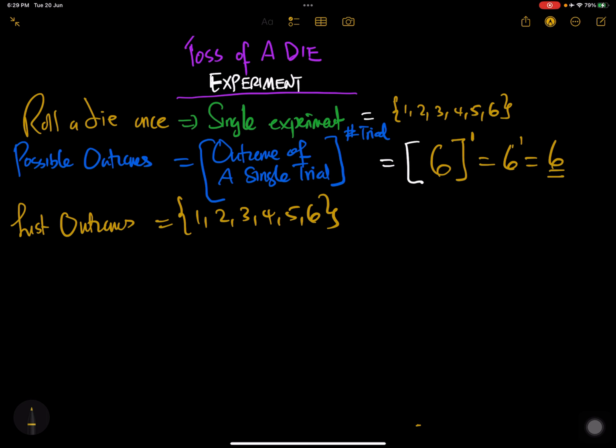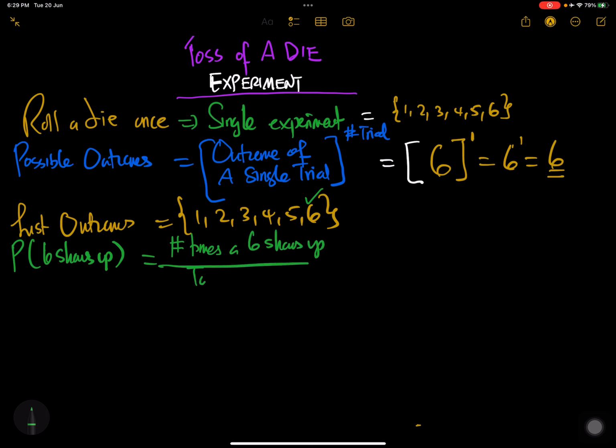Now let's look at a question. What's the probability that a 6 shows up when you roll the die? When we look at the possible outcomes, there is only one 6 in there. So it is the number of times a 6 shows up divided by the total outcomes. The number of times a 6 shows up is only 1, divided by the total outcomes, which is 6. So we get 1 over 6 as our answer.